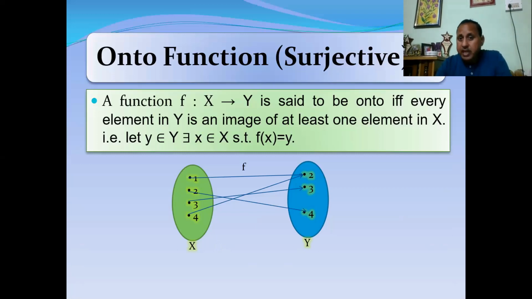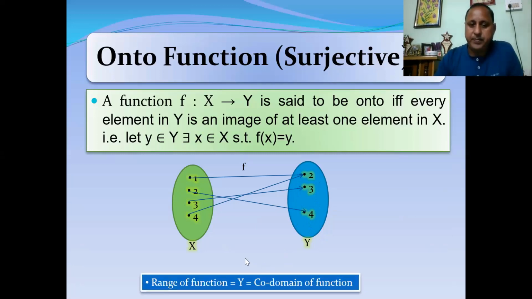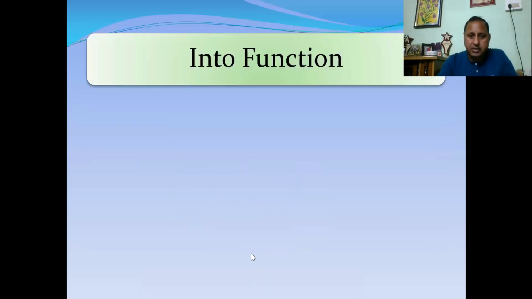Secondly, now you will observe: take an element from the codomain. 2 is the image of 1 as well as 4. It means 2 has a pre-image, 3 also has a pre-image, 4 has a pre-image. It means every element of set Y has a pre-image. So this function is an onto function. In another way, you can also say range of function is equal to codomain. If range of function equals codomain of function, then this function is called onto function.